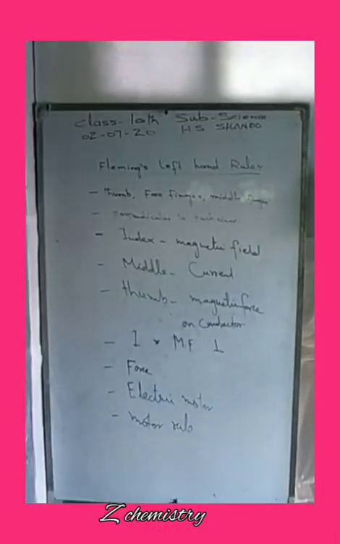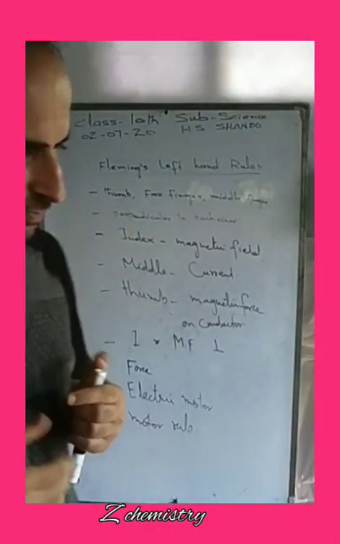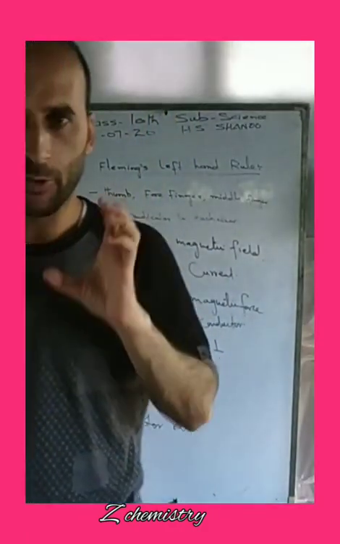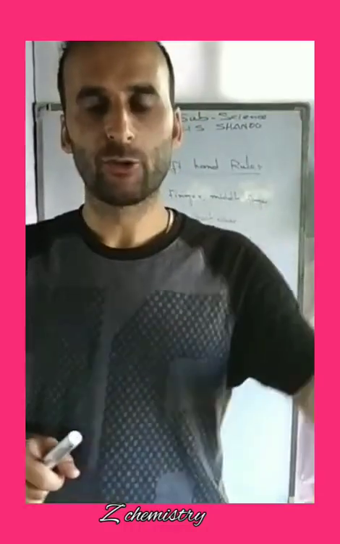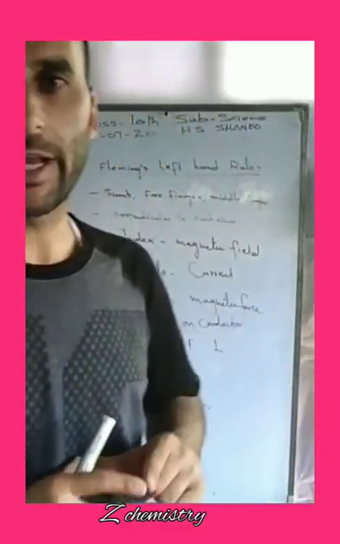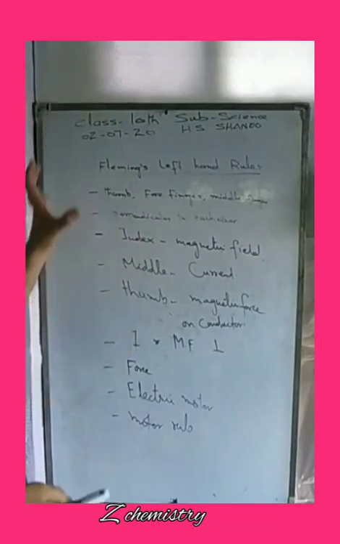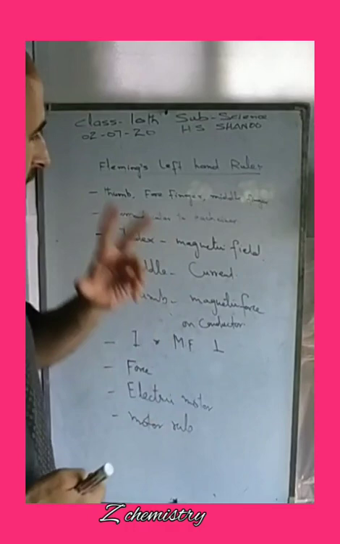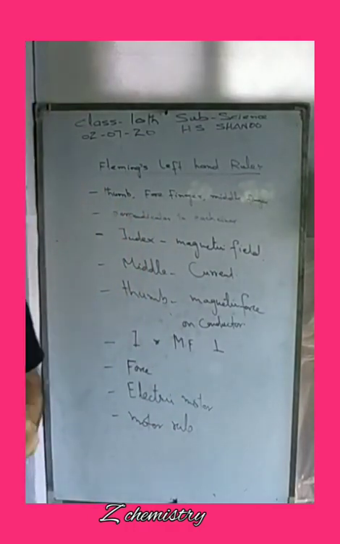Fleming's left-hand rule is basically a rule which shows us the direction of three particular pointers. It shows us the direction of current, the direction of magnetic field, and the direction of force. All these three are mutually perpendicular to each other, and this rule shows us by this left hand how these are mutually perpendicular to each other.